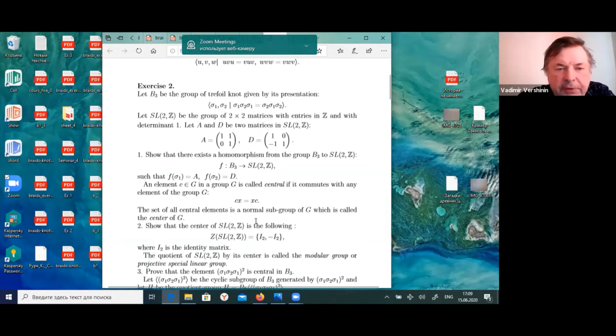So actually, the last sheet of exercises, number 10, was about braids. So we repeat about braids.